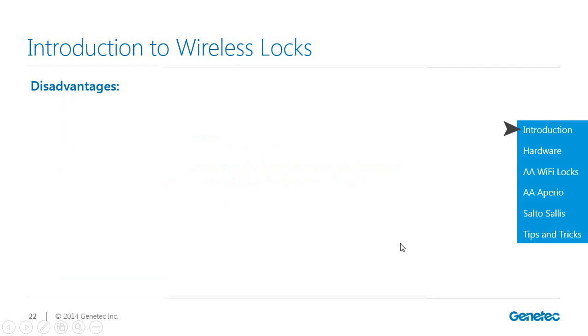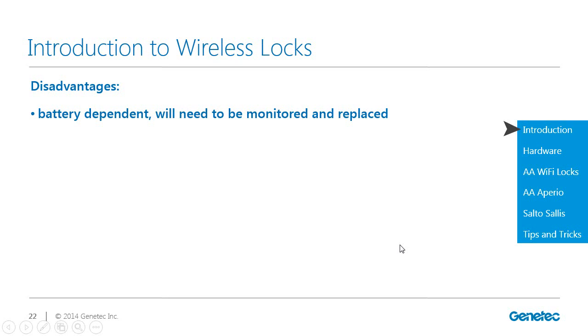Just to even the playing field, let's take a look at some advantages and disadvantages of using wireless locks. So we'll start with the bad news first, and the first disadvantage is that the units are battery dependent, meaning you will have to have someone monitor and replace the batteries from time to time. How long they last will really depend on how much the lock is used and how often it is communicating with the hub or router.